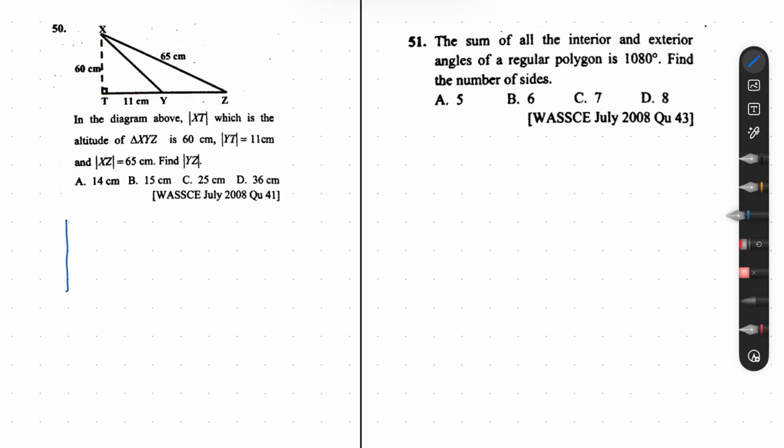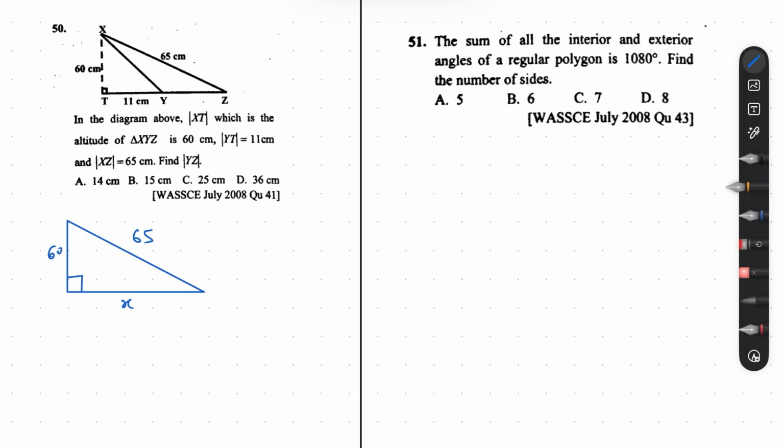Okay, so now if we take out this right angled triangle, let's take it out. Okay, this is 65, this is 60, and then this whole thing we don't know. This is the portion tz. Okay, we don't know that, so we want to find x. So how do you find x? We use Pythagoras theorem, because this is a right angle triangle.